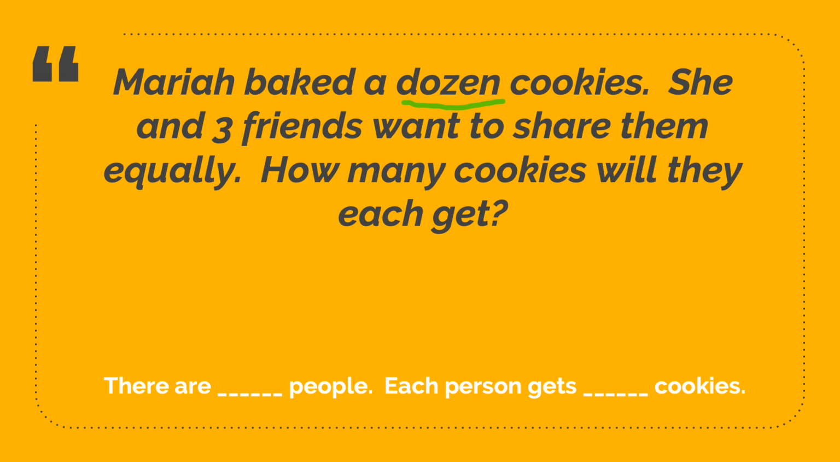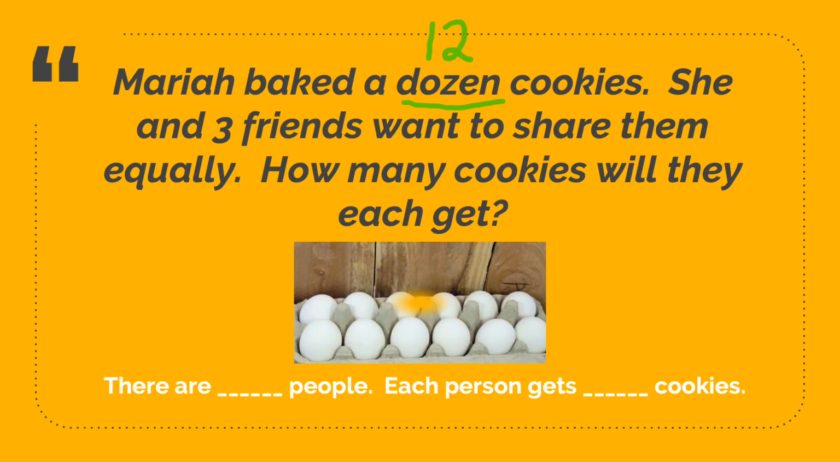Now think of dozen as another word for 12, because when we go to the grocery store and we buy a dozen eggs, we're buying 12 eggs. So when we look at the word dozen, think of it as another word for 12. There are blank people. Each person gets blank cookies. Pause the video and work out the answer on a notebook paper.